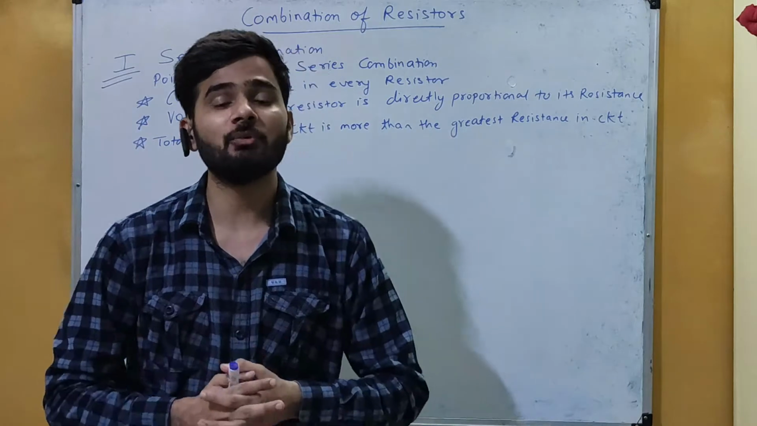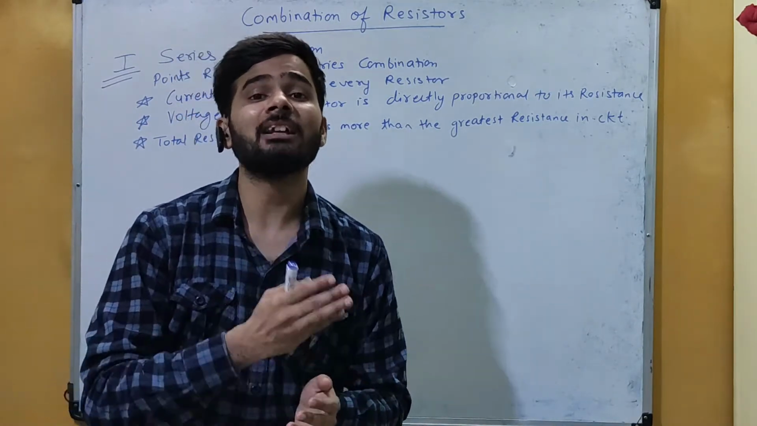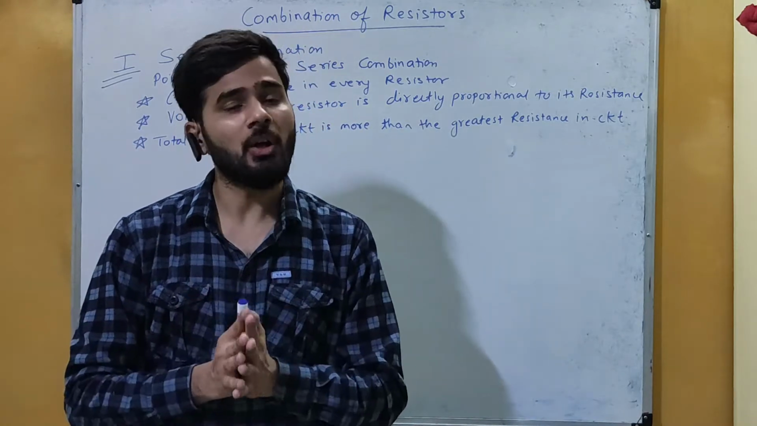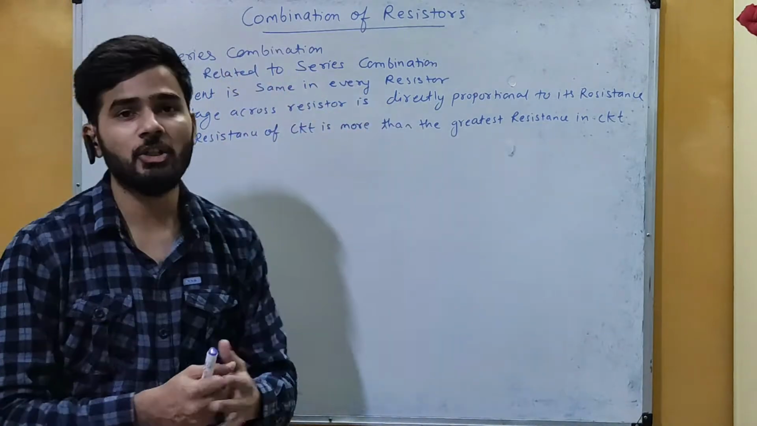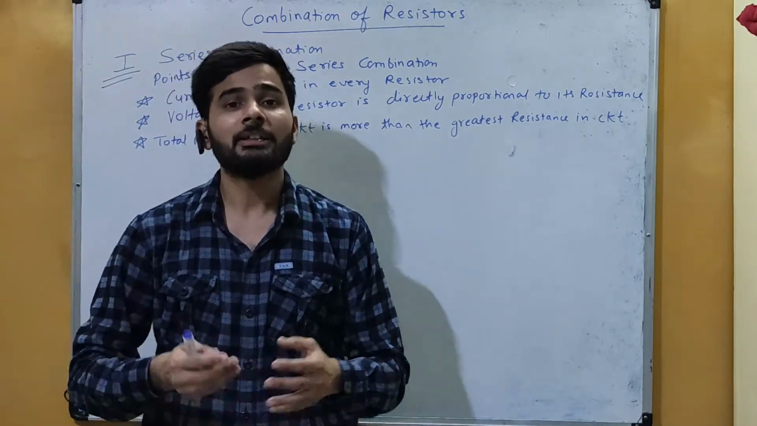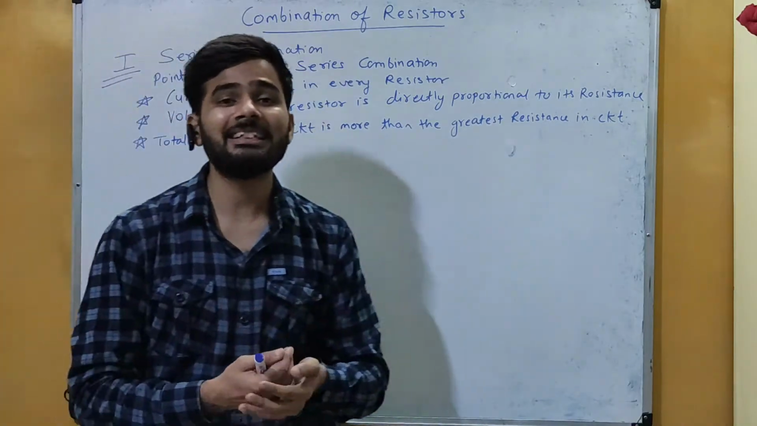In the previous video we have seen how to find the resistance of a particular carbon resistor where the color coding is given to us. Now here we will see another topic, that is the combination of resistors. So here we have the first case, that is the series combination, series and parallel.